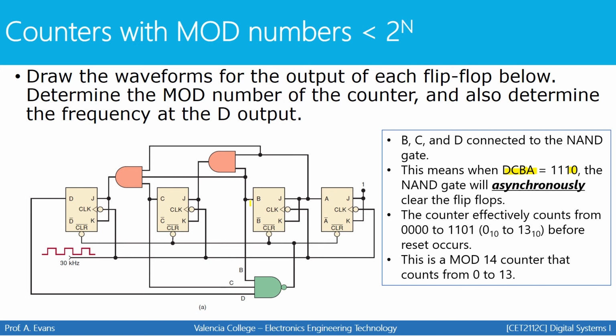Notice this is also an example for a synchronous counter. However, connecting the NAND gate in this way to the clear input of your flip-flops for an asynchronous counter, for a ripple counter, will work exactly the same way. So this idea works for a ripple counter as well as for a synchronous counter. So we've discovered what the mod number is of the counter, and now we're going to draw the waveforms for this counter.